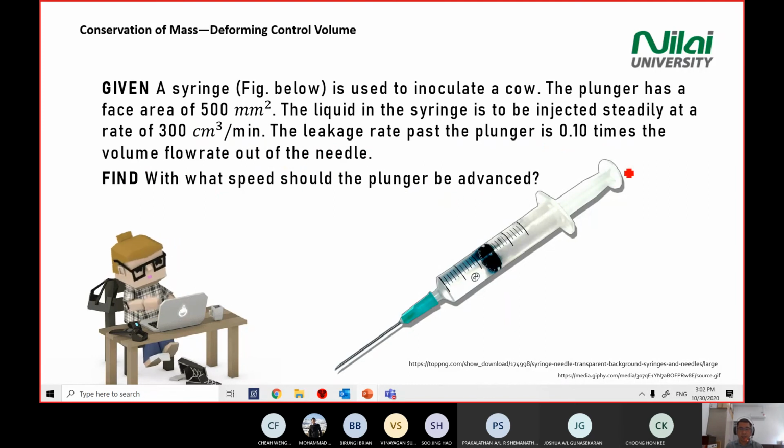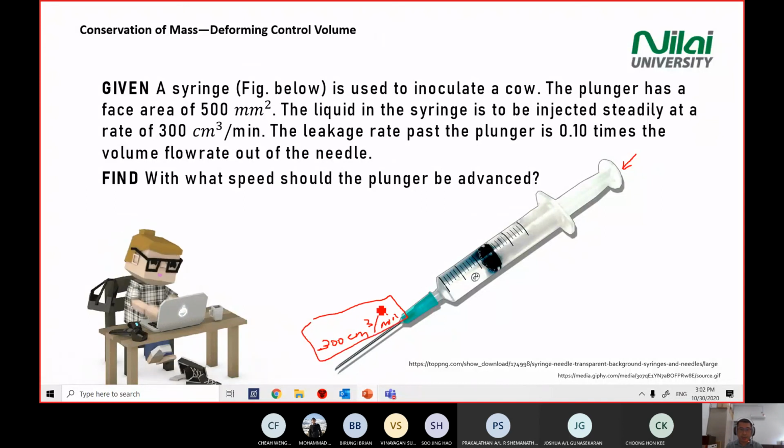So it means how fast you should press this plunger here, so that your eject rate here is 300 cm³ per minute. This is our main objective.